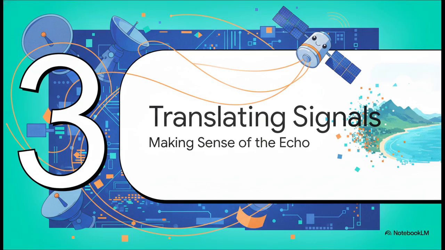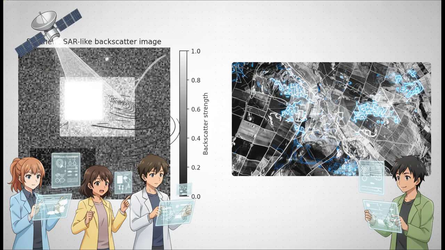Moving on to Section 3, translating signals to images, making sense of the echo. Now, what's really interesting about this slide is seeing how we take those invisible microwave bounces and transform them into a format we can actually analyze. Bright pixels basically mean a strong radar return, while dark pixels mean a weak return.